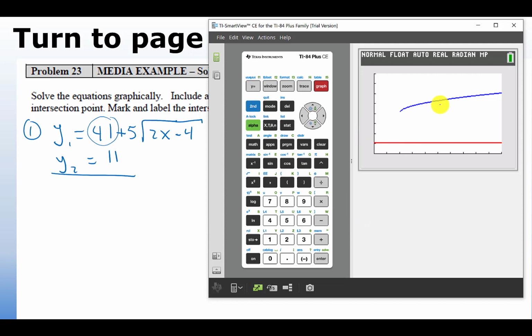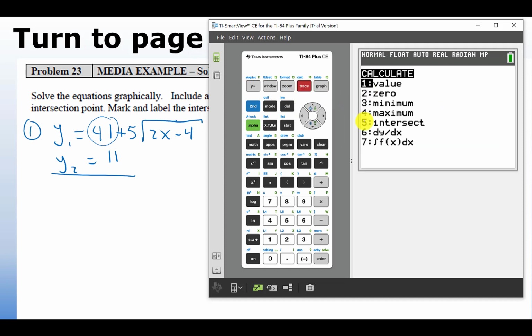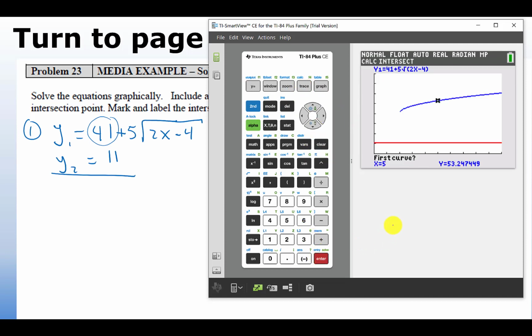Just out of curiosity, let's make the calculator try to find the intersection. Maybe we're just not seeing it. And so I'm going to go second calc, go down to number 5, do the intersection. Now it's asking for the first curve. Now I want to show you something though. Sometimes this happens.